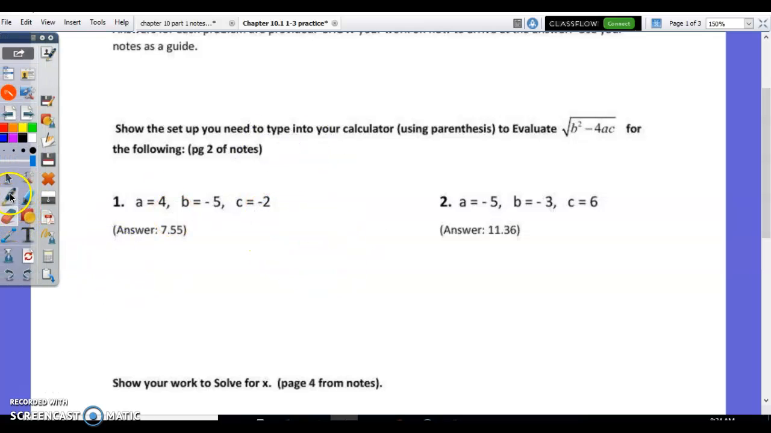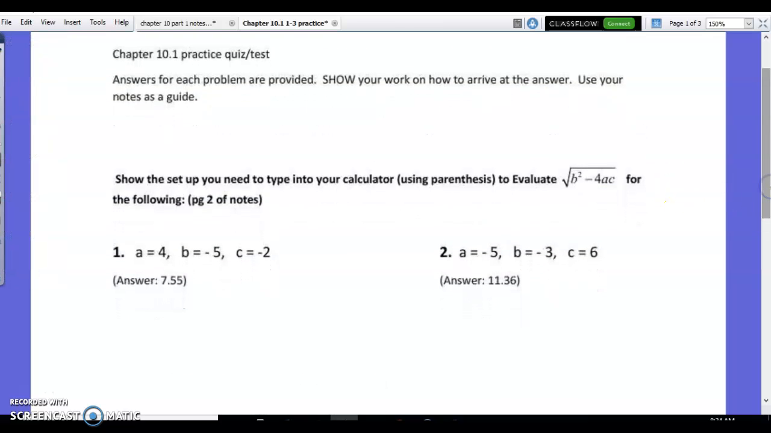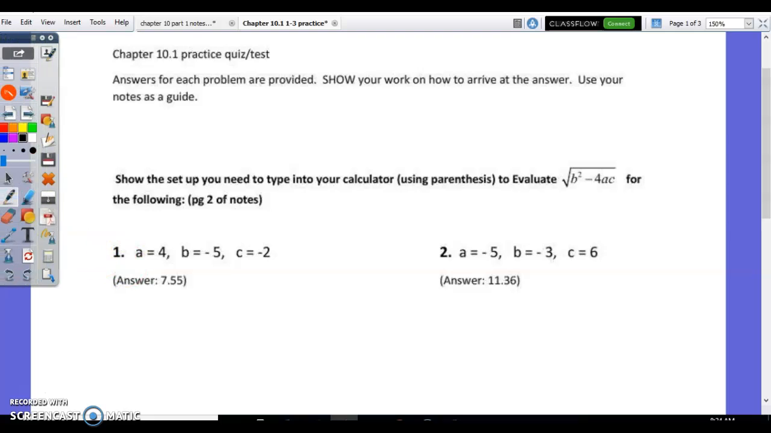Okay, so this is the practice quiz. I am going to run through the answers on how this should look. So this should guide you on the quiz tomorrow, which will be the same format but without the answers. You just have to show the answers or show me how you got to them. So I'm going to start with this one.